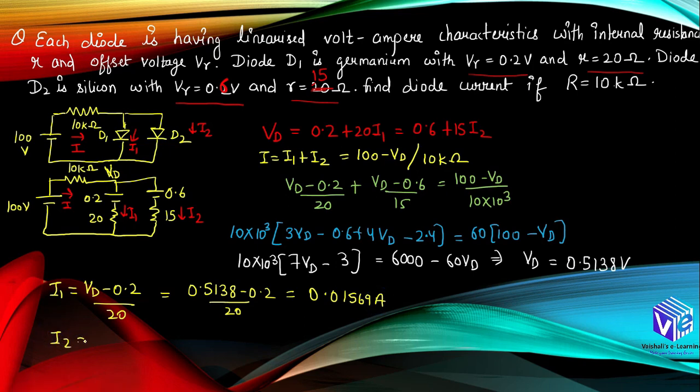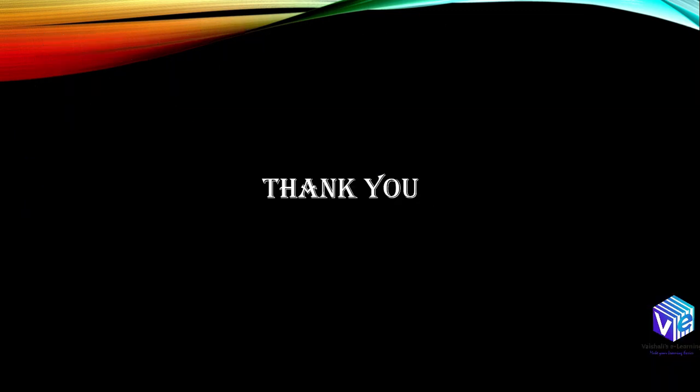Similarly, I can calculate I2. So I2 will be calculated as VD minus 0.6 upon 15, right? So you can put the value of VD, 0.5138 minus 0.6 upon 15, which will be equal to minus 5.7366 milliampere, right? You calculate it and you will find it equal to minus 5.7366 milliampere. You can represent it in milliampere. So this is how we have solved all of the 5 questions that we have.